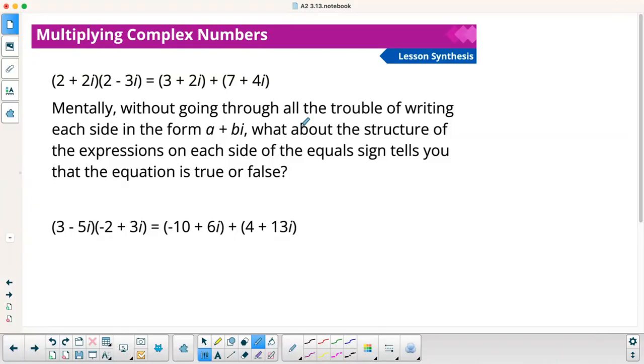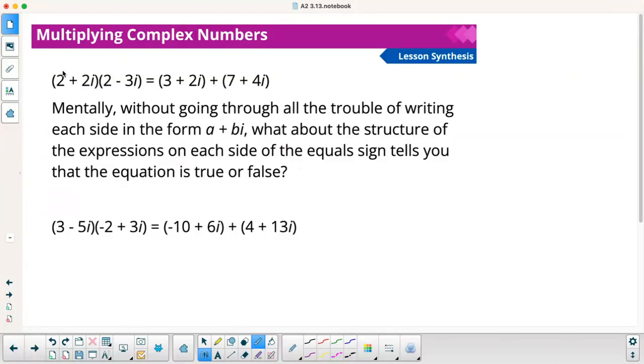Well, what about the structure? Well, I would say here that you don't have to multiply the whole thing out.